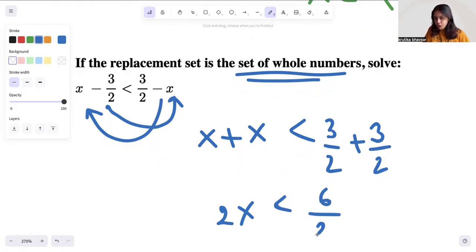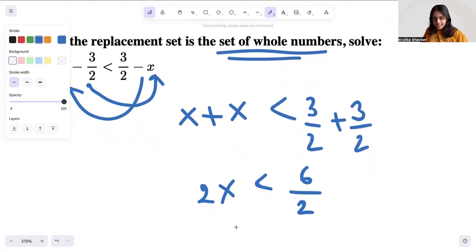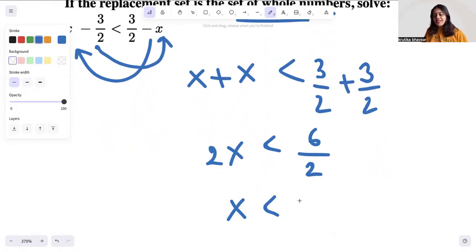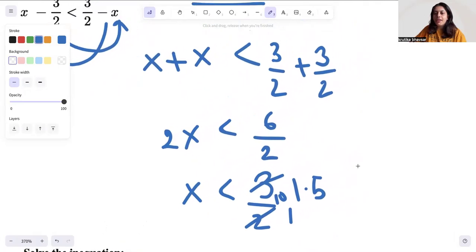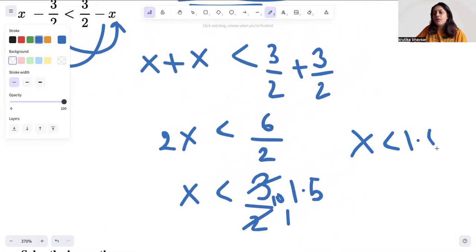how much is this? It is 6 by 2. What is 6 by 2? It is 3. So you have x is less than 3 by 2. What is 3 by 2? Let's divide. 3, 2 ones are 2, 1 and 0 is your carry, so 5. 2 fives are 10. So you have 1.5.